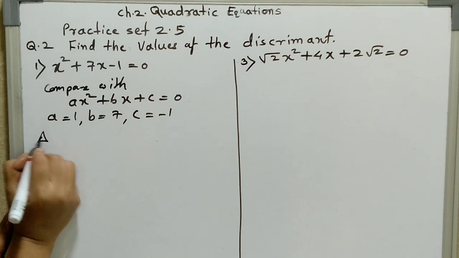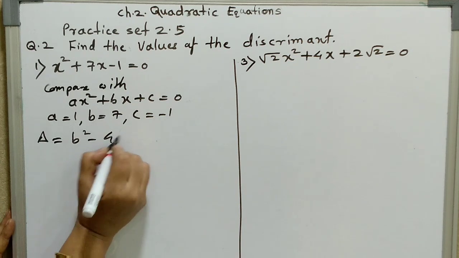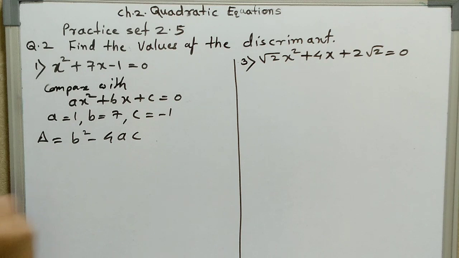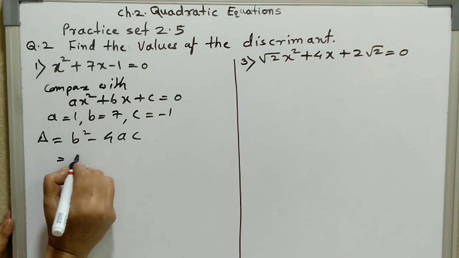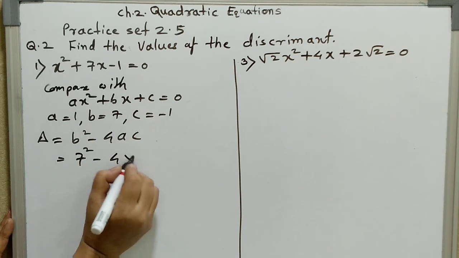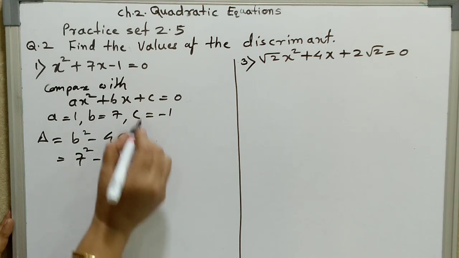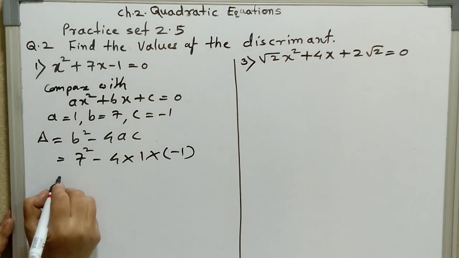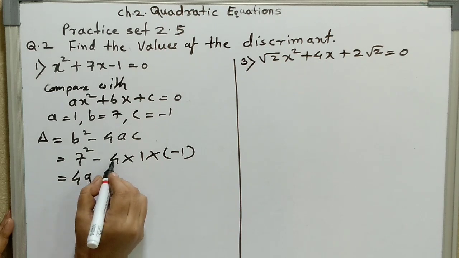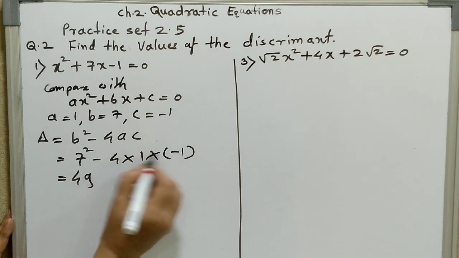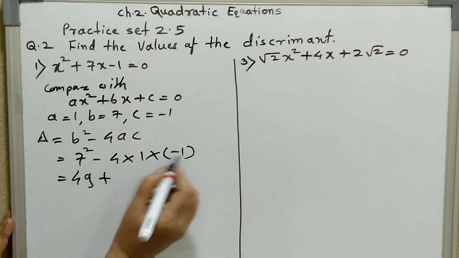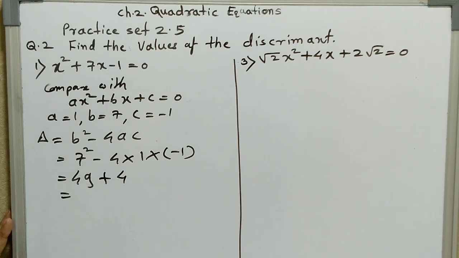So delta is equal to b square minus 4ac. This is our discriminant. The value of b is 7. So 7 square minus 4 into the value of a, 1, and the value of c, minus 1. So 7 square is 49, and minus 4 times minus 1, minus minus becomes plus, 4 into 1 is 4. So 49 plus 4 is equal to 53. So the value of this discriminant is 53. So delta is equal to 53.